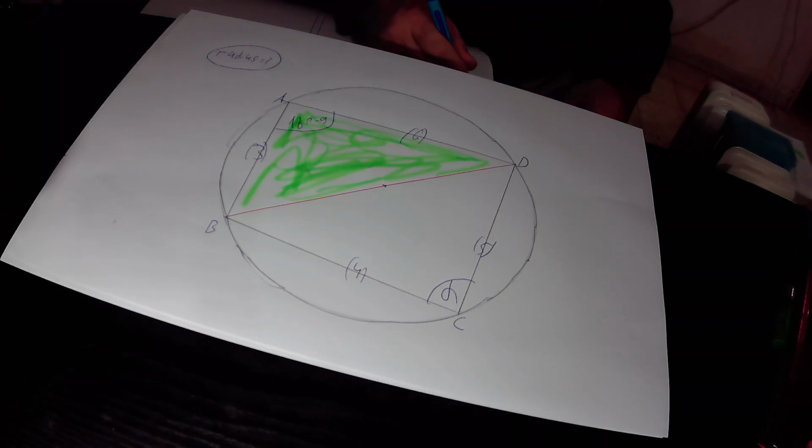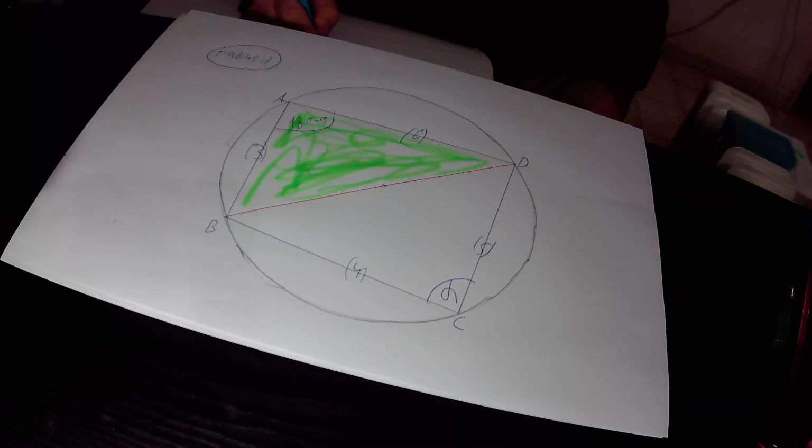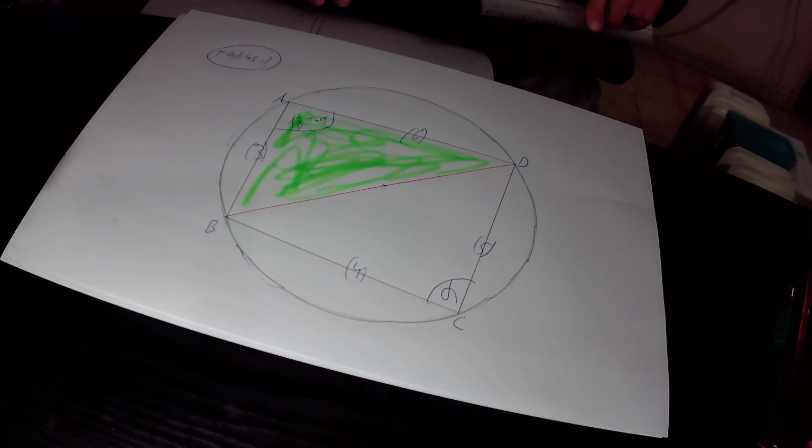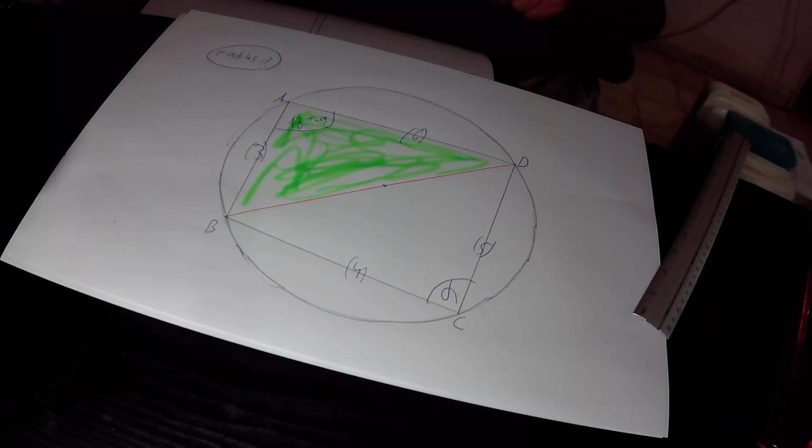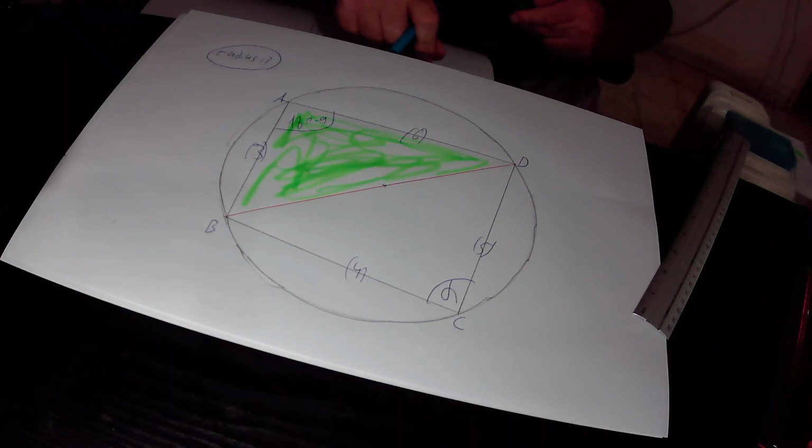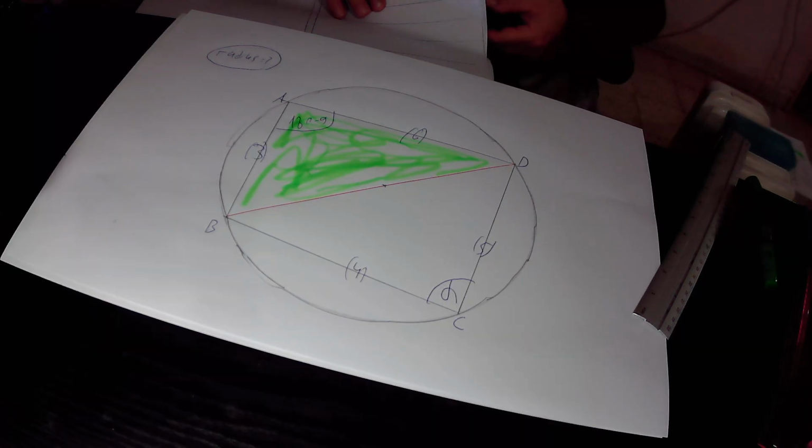Again, BD squared equals AD squared plus AB squared minus 2 times AD times AB times cosine 180 degrees minus alpha.